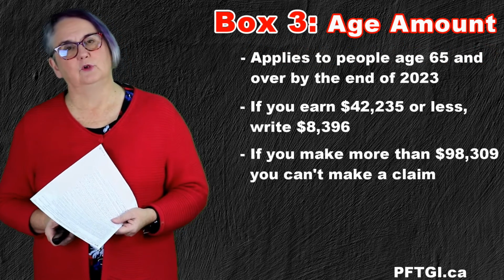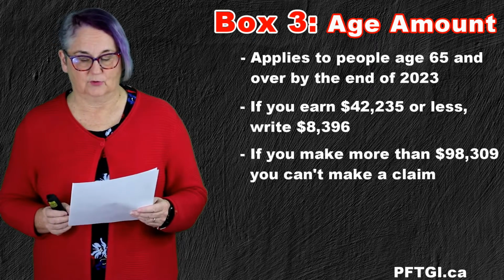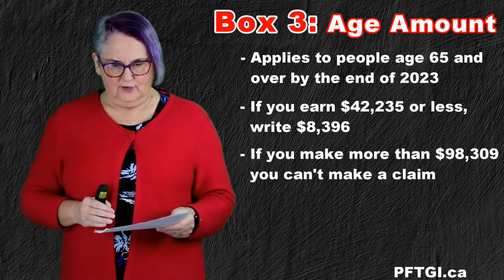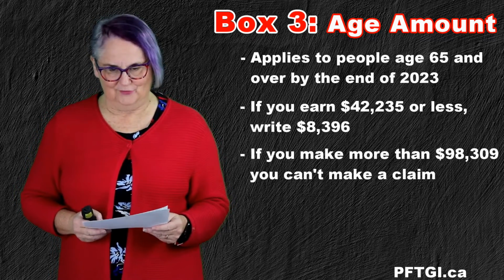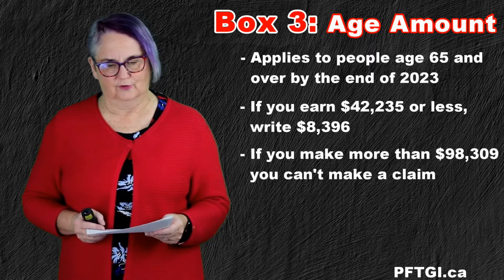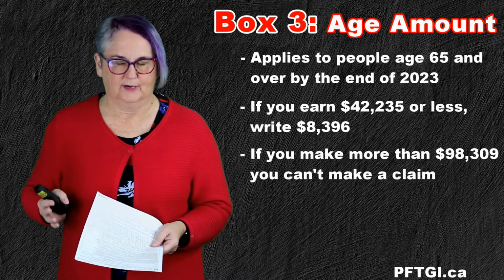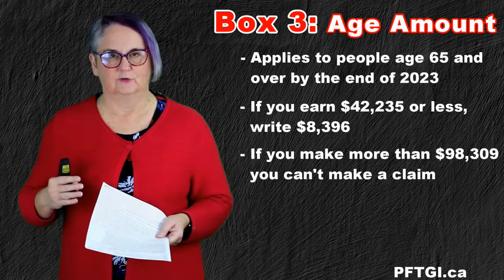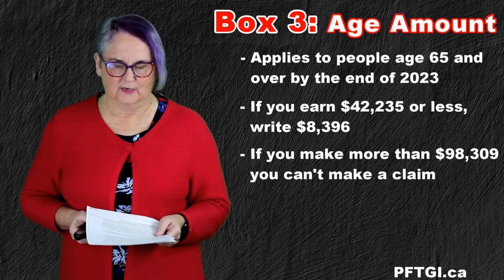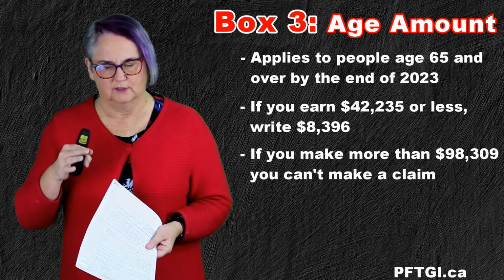The age amount, if you're 65 years of age or older, then you can fill in an amount in box 3. However, this is what we call income tested. So there are numbers that you need to know. In 23, if you earn more than $42,235, then you're not going to get the full age credit. If your income is under the $42,235, then you're going to get the full amount, which is $8,396.